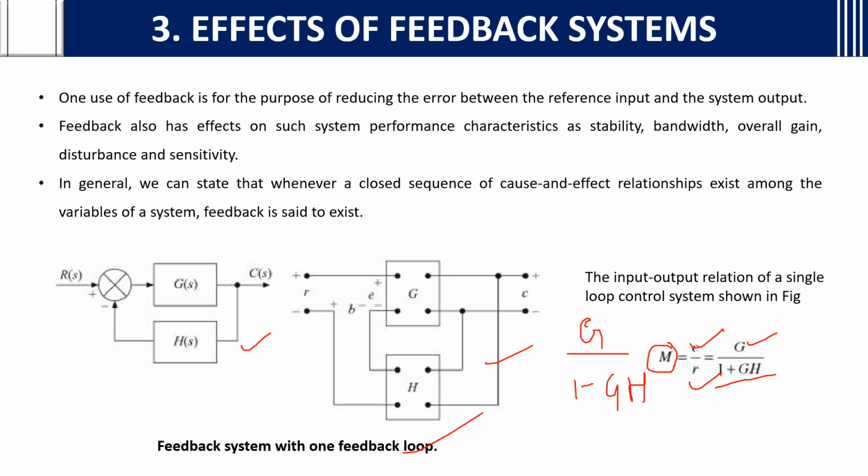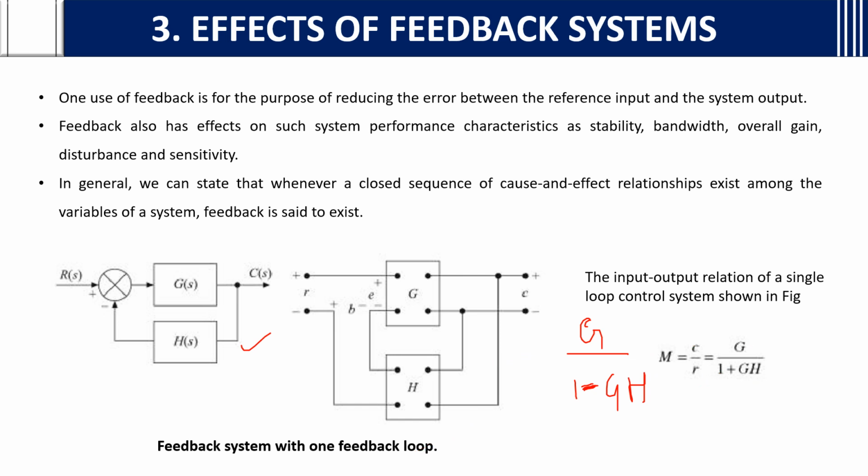if here it is plus. Here if it is plus, if the feedback H of S is plus, then you will get 1 minus GH in the denominator. As here it is minus, you are going to get 1 plus GH in the denominator. Okay, keep this in mind.